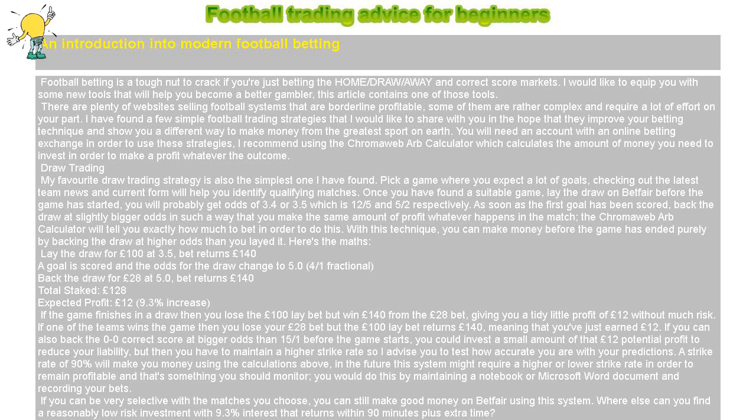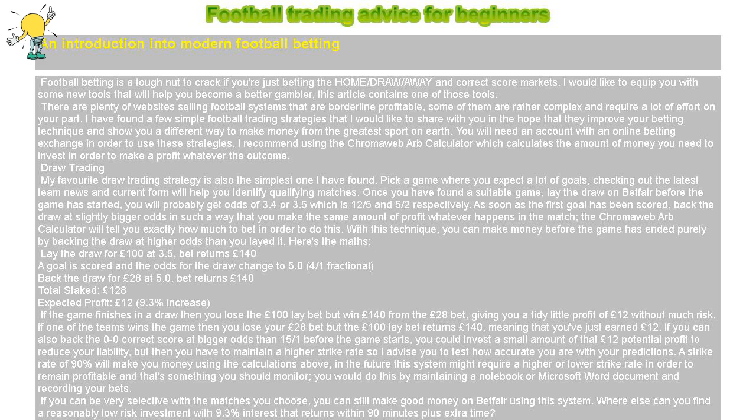As soon as the first goal has been scored, back the draw at slightly bigger odds in such a way that you make the same amount of profit whatever happens in the match. The Chromaweb Arb Calculator will tell you exactly how much to bet in order to do this. With this technique, you can make money before the game has ended purely by backing the draw at higher odds than you laid it.